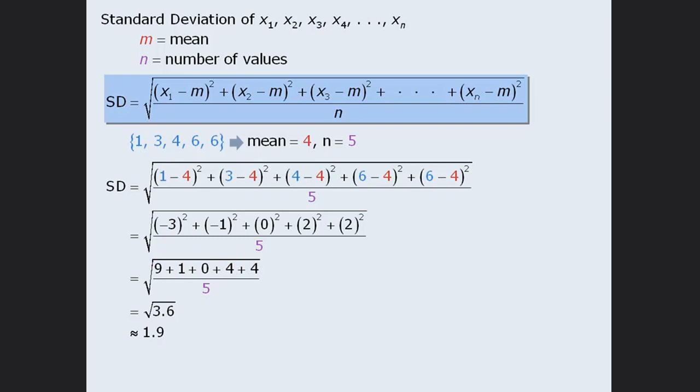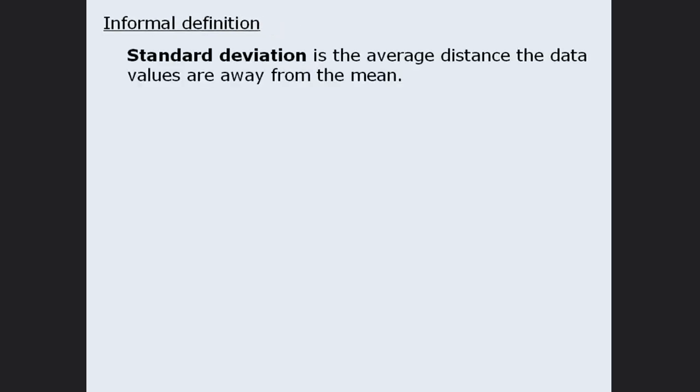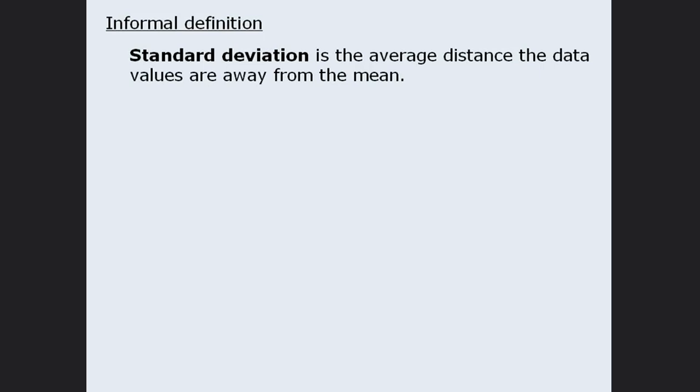From all of this, we can develop an informal definition of standard deviation, which will allow us to forget everything we know about the formal definition. The informal definition says that the standard deviation is the average distance the data values are away from the mean. This definition will be all you need to know to tackle all standard deviation questions on the GRE.